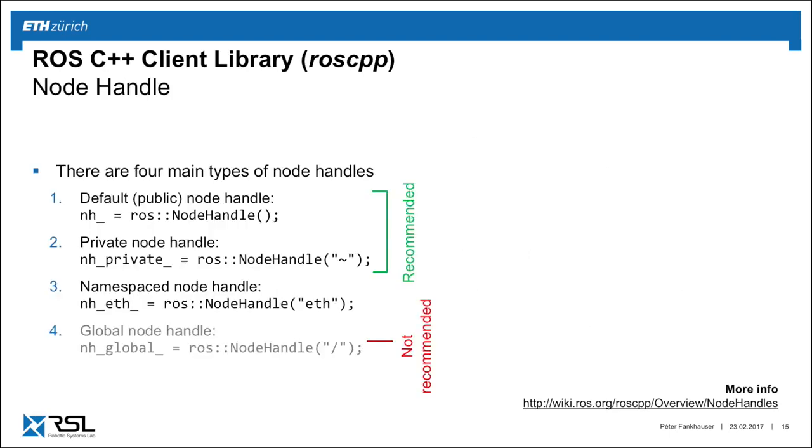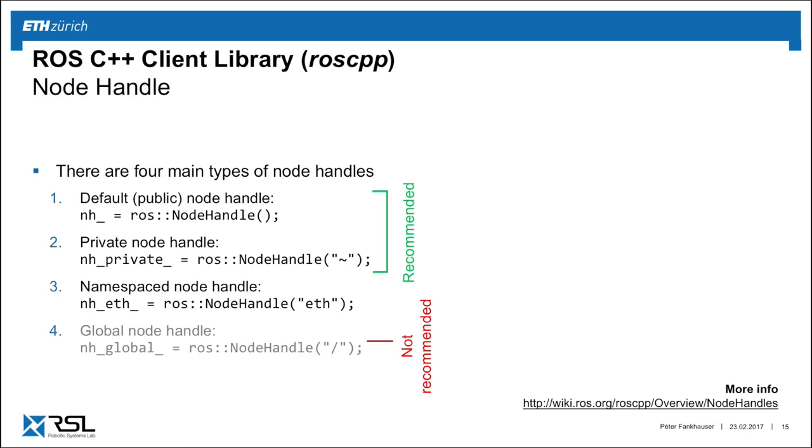Quickly to the node handle, which is your access point to all the communication with other nodes. There are four main types of node handles that you can define. The default one is the public one, if you simply do ros::NodeHandle and open and close the parentheses. There's a private one, which we actually recommend if you work with nodes, which is marked with this tilde within the node handle constructor. There's the namespace node handle. For example, if you write ETH here, it means this is under the namespace of ETH. And there's a global one, which we do not recommend using, which you get if you simply type in the slash.